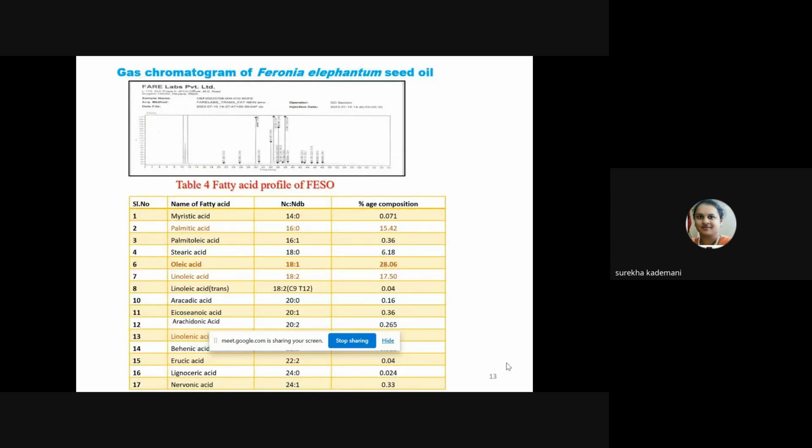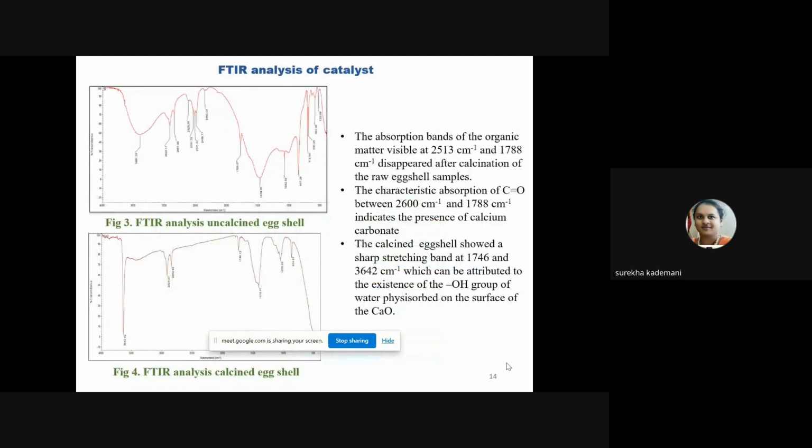The fatty acid profile of the extracted oil is analyzed by gas chromatography, that is GC-FID. It has a total of 17 fatty acids. Among them, palmitic acid is 15.42%, oleic acid content is 28.06%, and linoleic acid is 17.50%. These are the main fatty acids present in the seed oil.